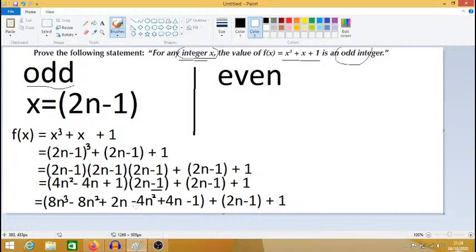Fantastic. So then we can simplify here, because we've got minus 8n squared, and then a bit later minus 4n squared. We've got plus 2n, and then a bit later the plus 4n. So let's simplify that. The minus 8 and the minus 4 can become minus 12n squared. So let's put a minus 12n squared in there. And then we've got the 2n plus the 4n, let's make that 6n.